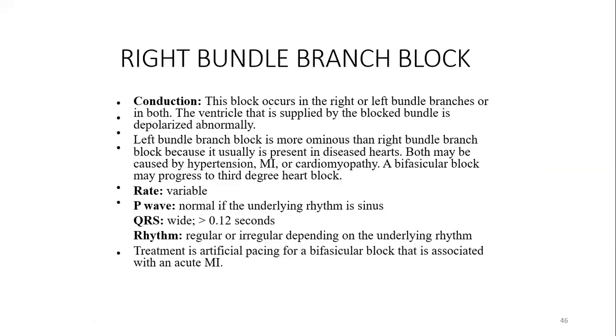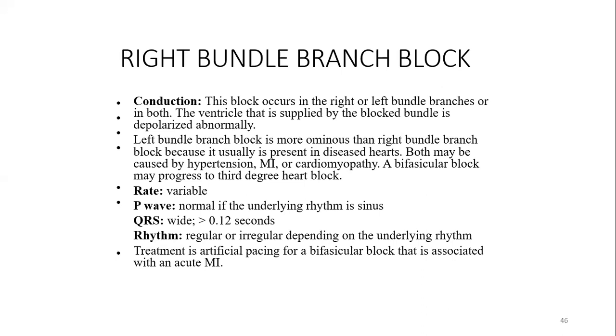Next is the bundle branch block. This block occurs in the right or left bundle branches or in both. The ventricle that is supplied by the blocked bundle is depolarized abnormally. The left bundle branch block is more ominous than the right bundle branch block because it is usually present in diseased hearts. Both may be caused by hypertension, myocardial infarction, or cardiomyopathy. A bifascicular block may progress to a third-degree heart block.